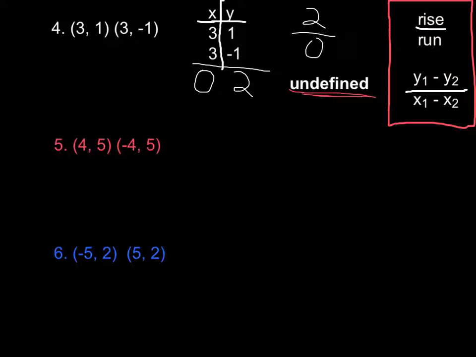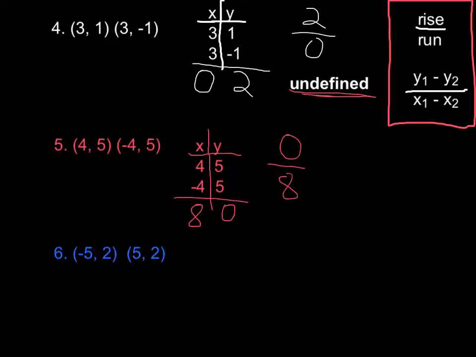Our second one has the opposite issue. When I put it in table form, I get 5 minus 5 is 0, 4 minus -4 is minus a negative, so I'm adding them. 4 plus 4 is 8. So I get 0 over 8. I can divide by 8, so that's not undefined, but if I divide 0 by anything, I just get 0.